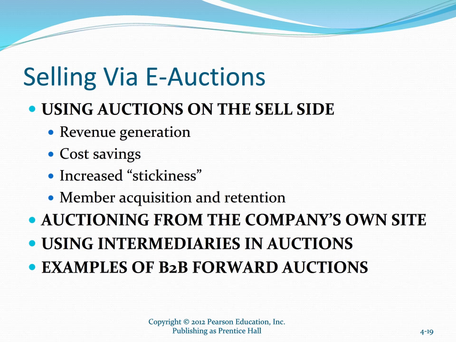Some companies have turned to auctions to be able to increase their sales and reduce some of their costs. There are 4 primary benefits, if you will, of using auctions on the sell side: revenue generation, cost savings, increased stickiness, and member acquisition and retention. As far as increasing revenue, it allows organizations a new venue for quickly and easily disposing of excess, obsolete, or return products. As far as cost savings, by conducting them electronically, it really allows you to save costs of how you would normally dispose of goods in many cases.